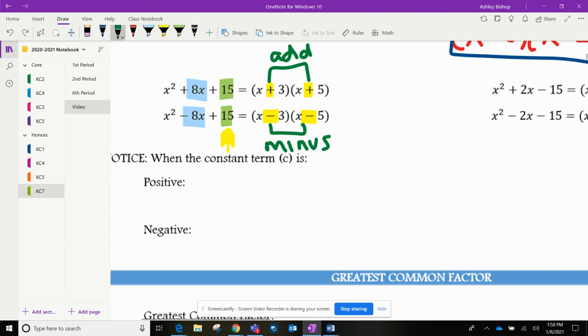One last shortcut: if every single thing in your problem is positive, just like x squared plus 8x plus 15, then it will be addition, positives all across the board. But if the last one is positive and your middle one is negative, then they both will be minus. This will take a little bit to get used to, but once you get it, you'll be able to factor in the snap of a finger.